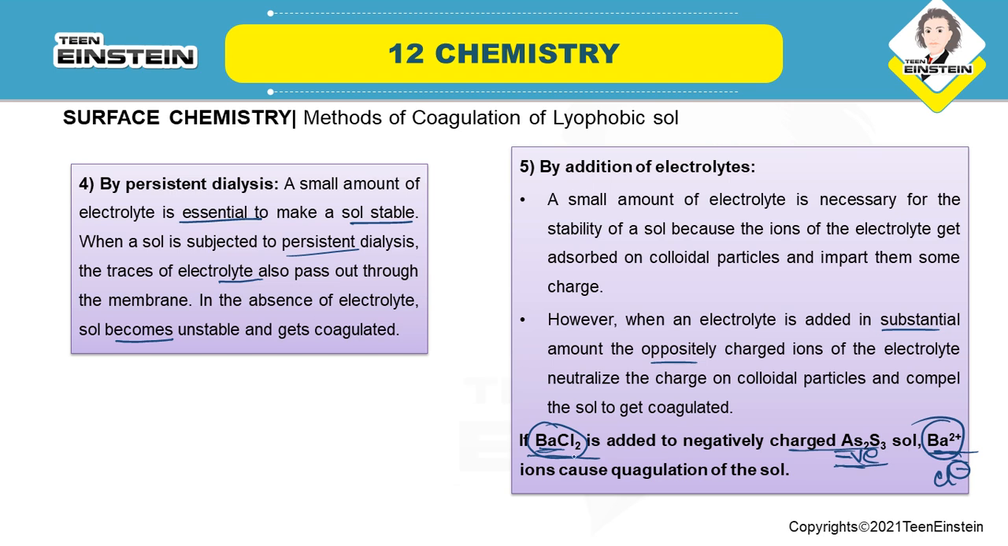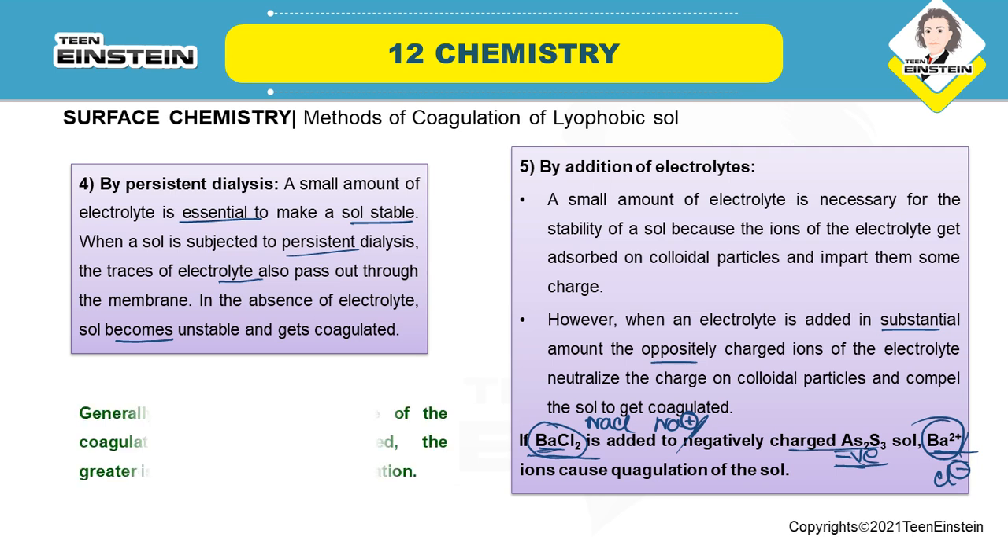Suppose we have taken BaCl2, but you may think, why not NaCl? When it is NaCl, the Na+ cation will be responsible for neutralizing the charge of As2S3. Now one question arises: whether NaCl will be the better electrolyte to cause coagulation, or barium chloride, because in this case we have only a single positive charge, but here we have a double positive charge. So the valency of this charge is what matters.